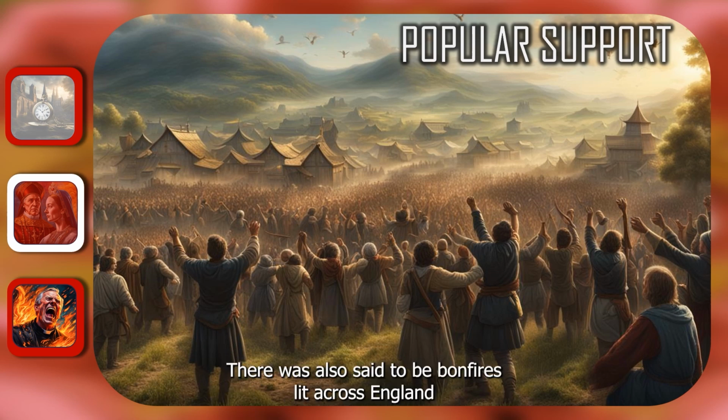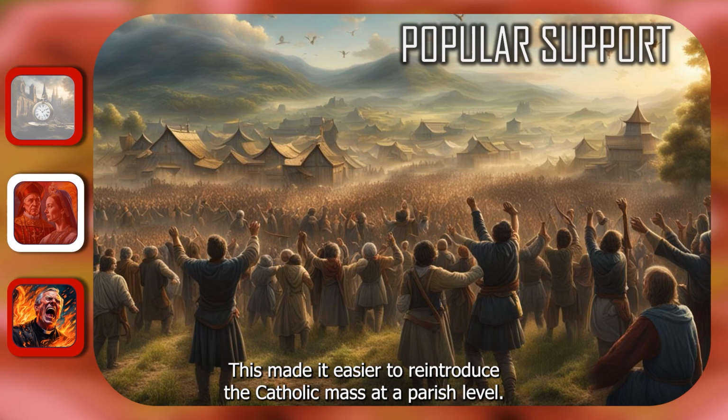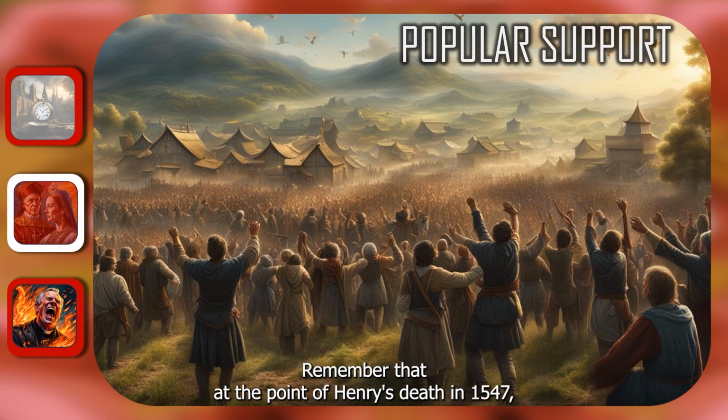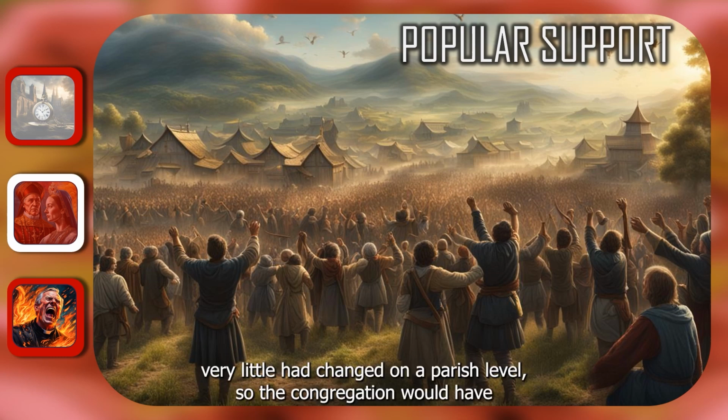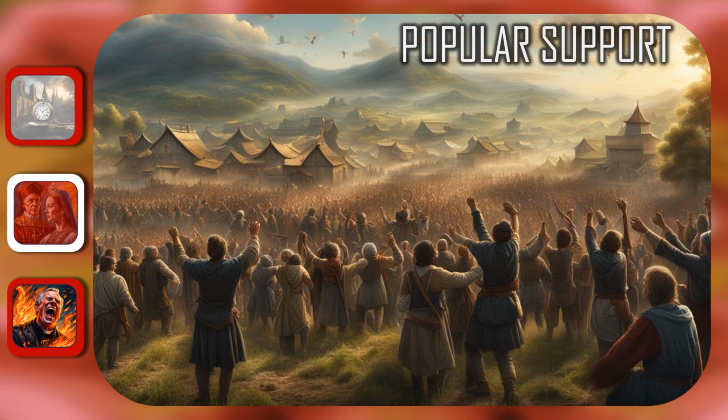There were also said to be bonfires lit across England in celebration of Mary's succession in 1553. This made it easier to reintroduce the Catholic Mass at a parish level. Remember that at the point of Henry's death, in 1547, very little had changed on a parish level, so the congregation would have well remembered a time before the Common Book of Prayer and English services.